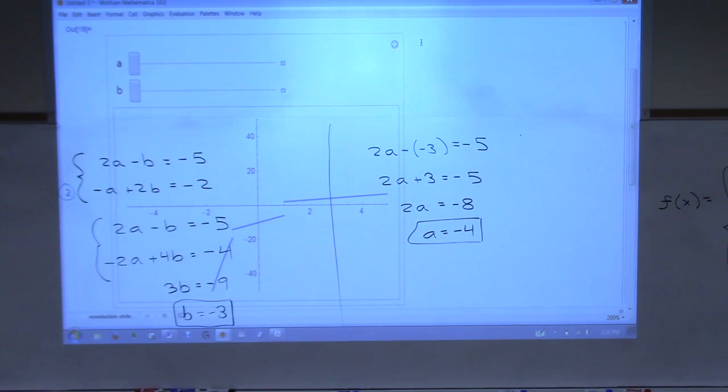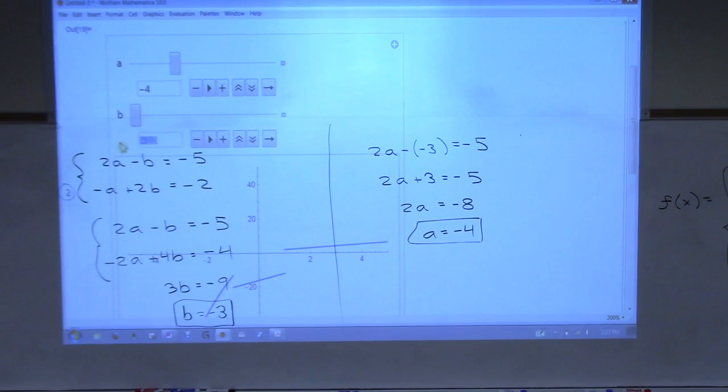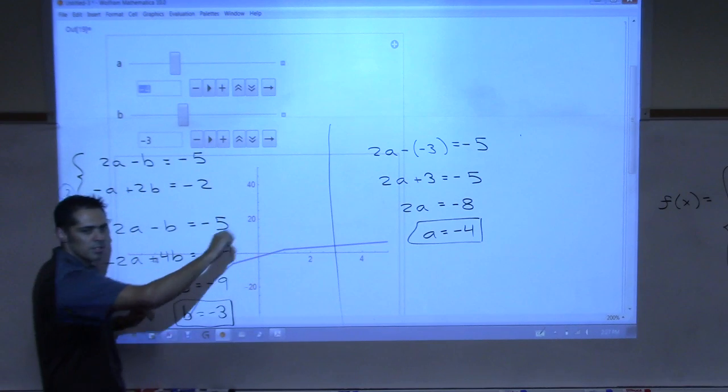Okay, so here we go. I don't have to slide it, I can just type it in. A was what? -4? Ooh, that looks like it got worse. What was B? -3. Ah, it works. See that? I was able to paste all three pieces together to make a continuous function.